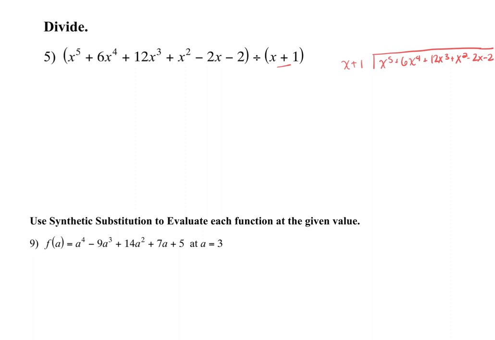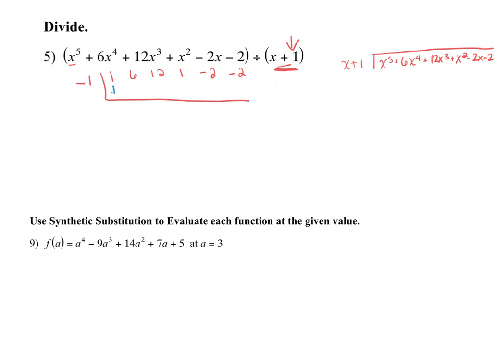All right, the other way to do it is synthetic. Synthetic just looks like it's upside down. Instead of writing my x's, I write just the coefficients. So I have a 1 in front of the x to the 5th, then a 6, then a 12, then a 1, then a negative 2, then a negative 2, right? And on the outside of synthetic, I use the opposite. So this is a positive 1. I'm going to use a negative 1. All right. And then we just add down, multiply up, if you'll recall that little method.